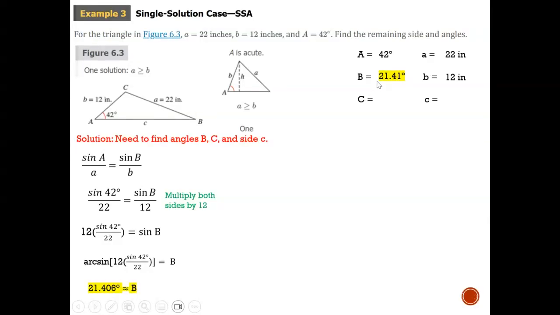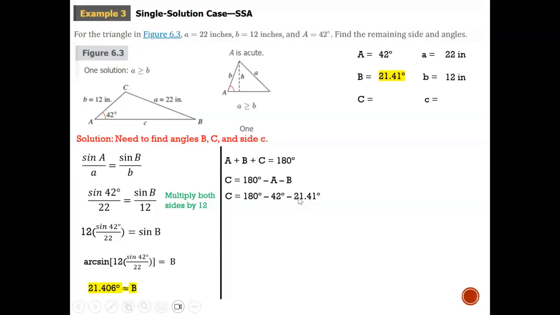Now we have 2 angles, right? So we can solve the third angle, angle C, by using A plus B plus C equals 180. So if we're looking for angle C, we subtract A and B from both sides. So it's going to give us 180 minus A minus B. Now we plug in the angles for A, which is 42, and the angle for B, which is 21.41. We use the calculator. It's going to give us 116.59 degrees. So that's my angle C.